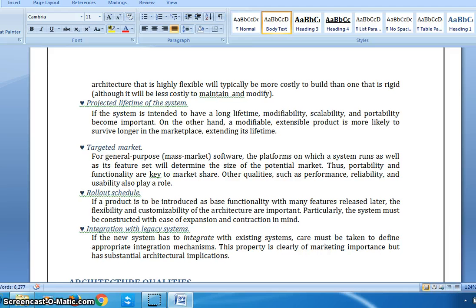Particularly, the system must be constructed with ease of expansion and contraction in mind. This is the rollout schedule. Basically, it is meant for flexibility and customizability of the architecture.